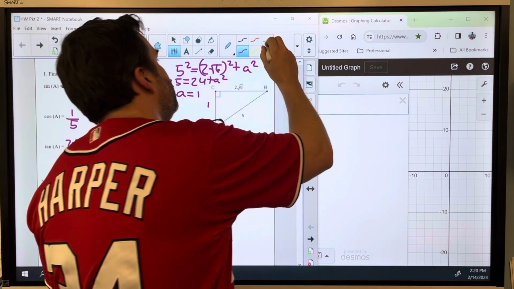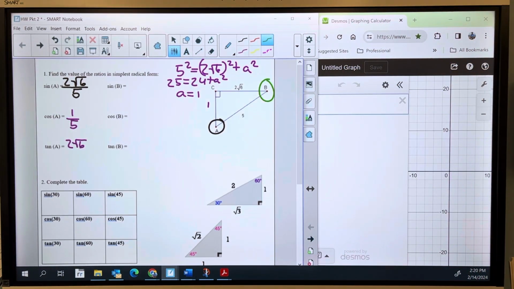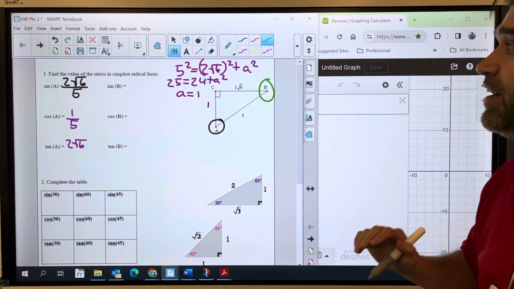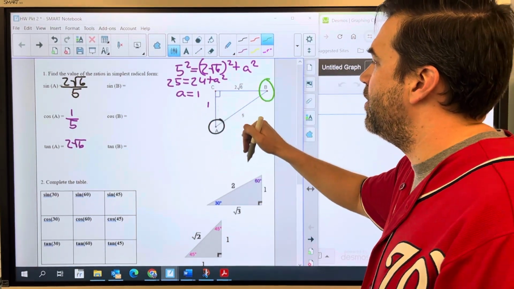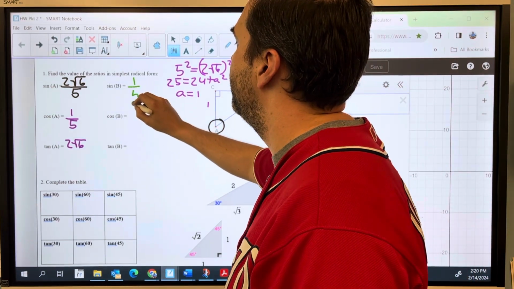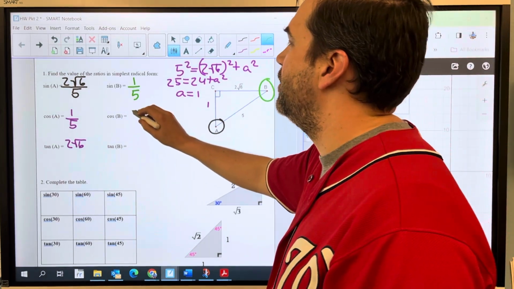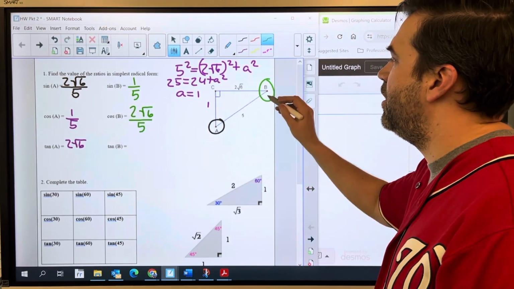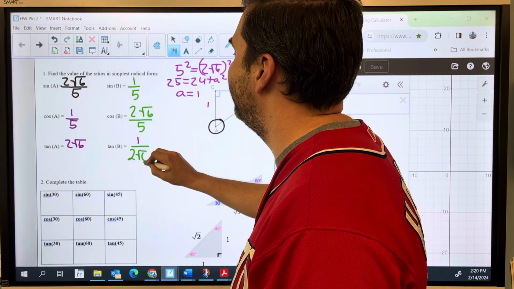The second run here, sine, cosine, tangent, we're going to base it on B, so our perspective changes a little bit. Hypotenuse stays 5, but now our opposite is 1 and our adjacent is 2 root 6. This one's going to require a little bit more simplifying. Sine of B will be opposite over hypotenuse, so that's 1 over 5. Cosine, adjacent over hypotenuse, so that's 2 root 6 over 5. And then finally the tangent, opposite over adjacent, 1 over 2 root 6.